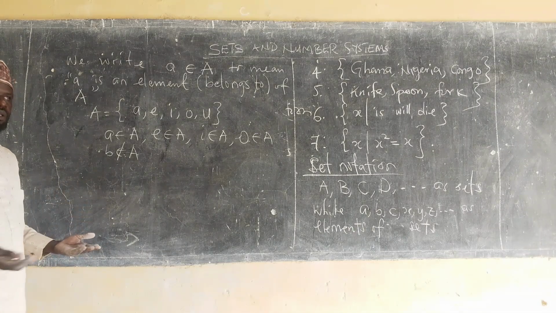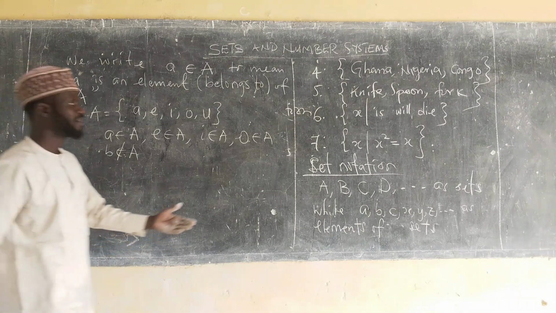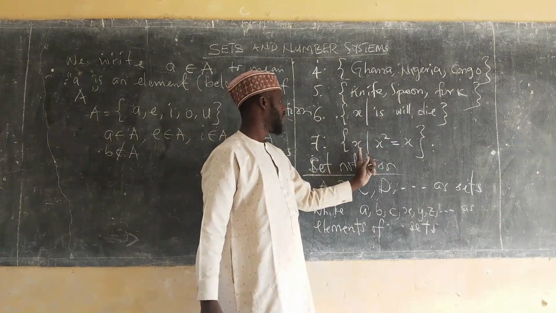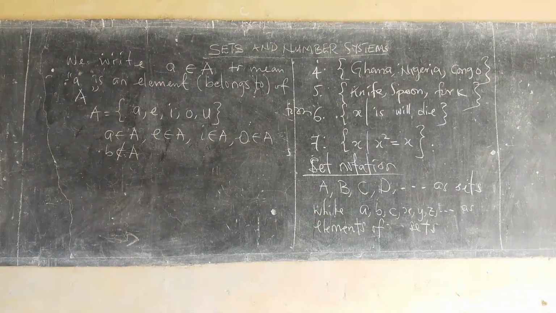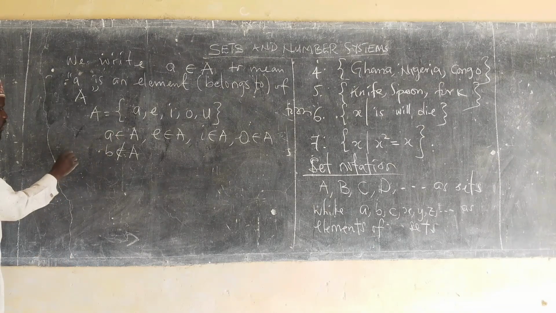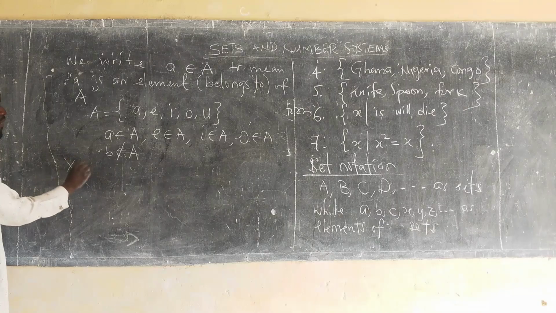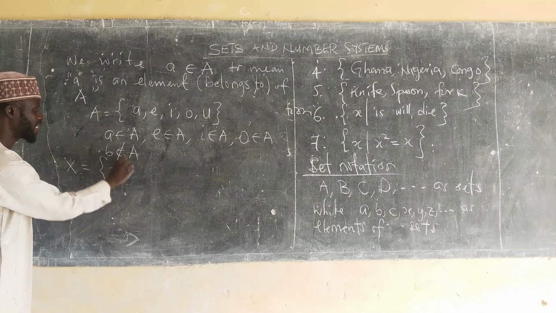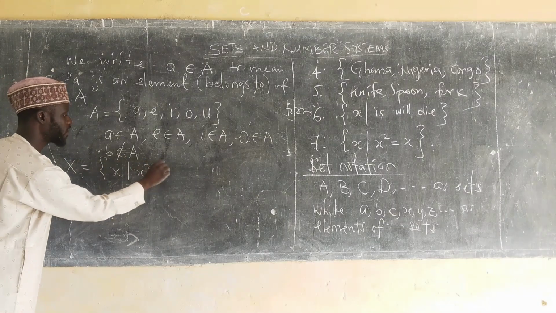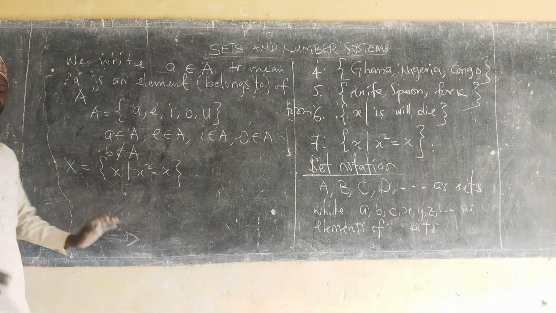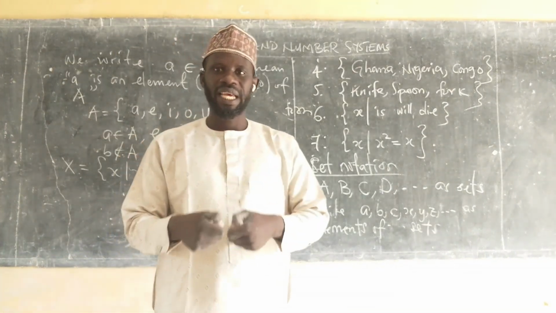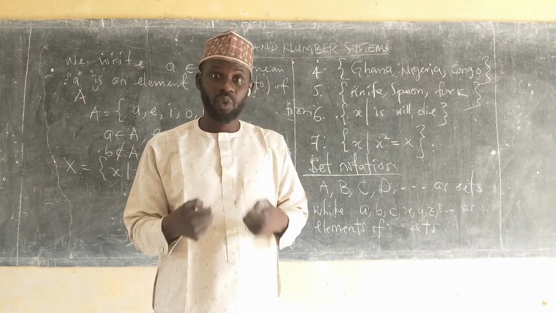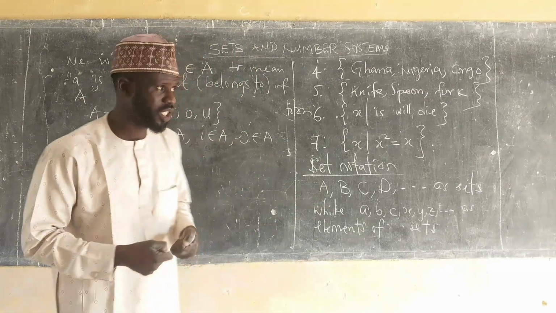Set builder notation. This is very important. We have started it as an example. Let's take example number 7. Set builder notation. We said X, so this is a set. Let's give it a name, X, containing element x such that x squared is equal to x. You need to pay attention and be careful here because most students get confused when we come to set notation, especially the set builder notation.